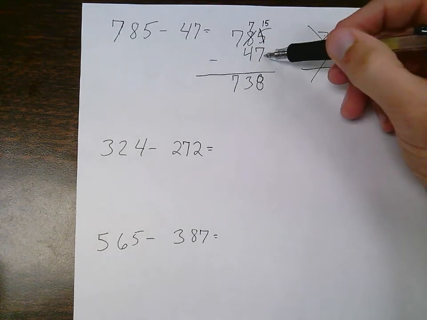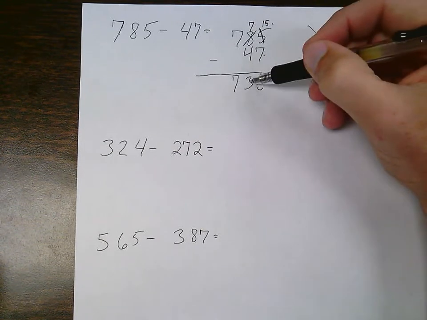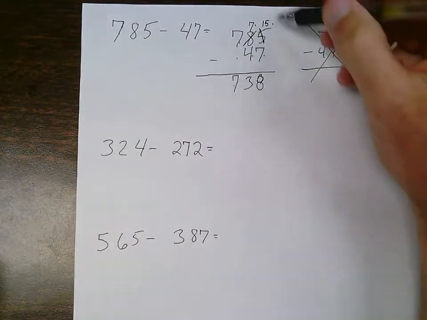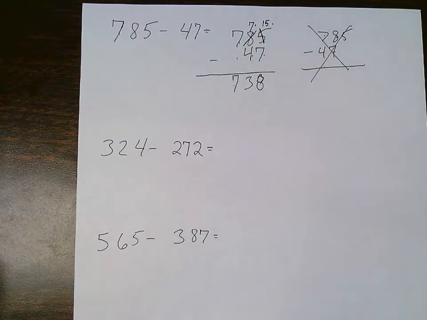Now to check your subtracting, you can always add up. 8 plus 7 equals 15. 3 plus 4 equals 7. 7 plus nothing equals 7. Okay, that's just to make sure that I subtracted correctly there. Alright, on to the next one.